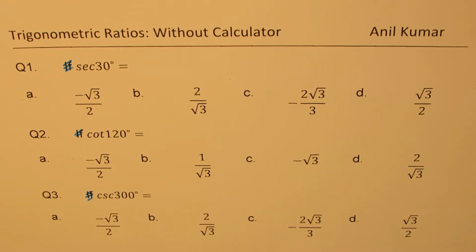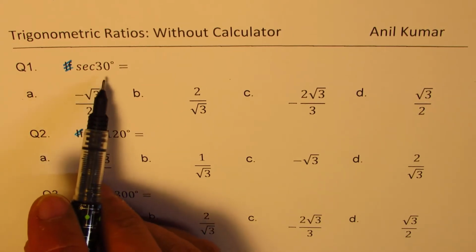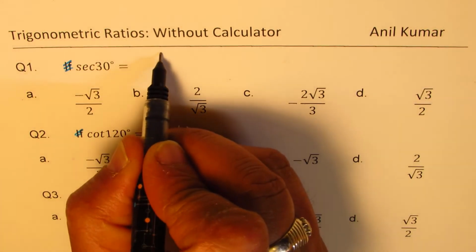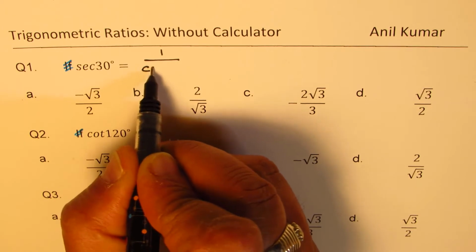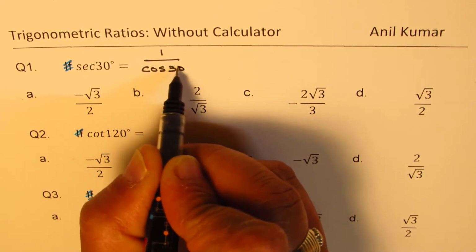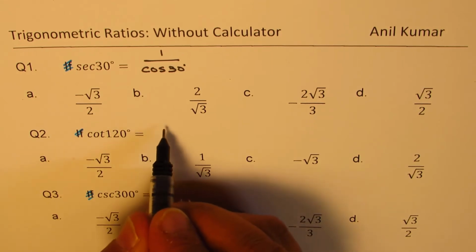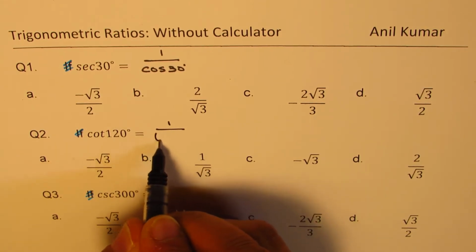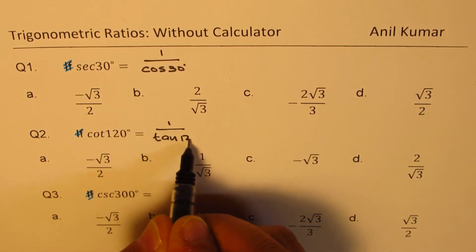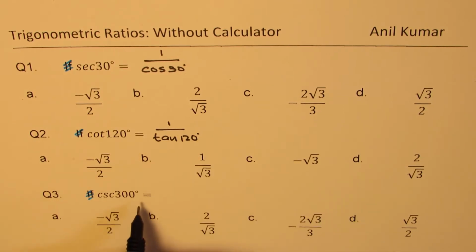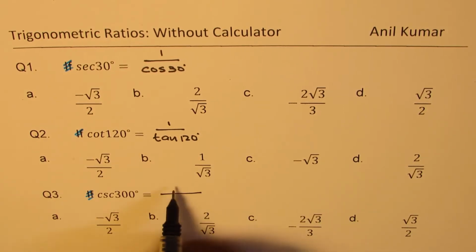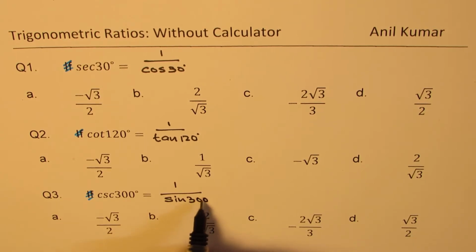So as a reminder, when we say secant 30 degrees, it really means 1 over cos of 30 degrees, correct? Cotangent is reciprocal of tan, so it would be written as 1 over tan 120 degrees. Cosecant is a reciprocal of sine, so we're looking for 1 over sine 300 degrees, correct?